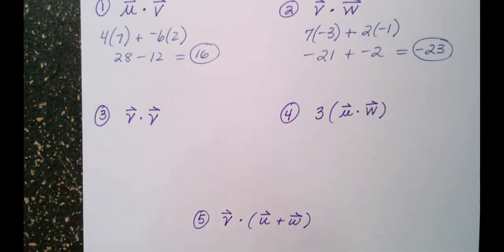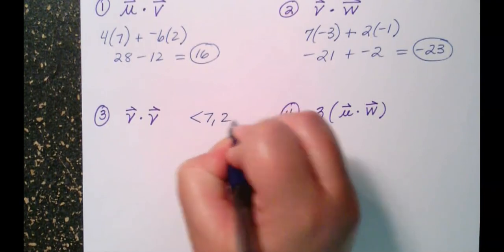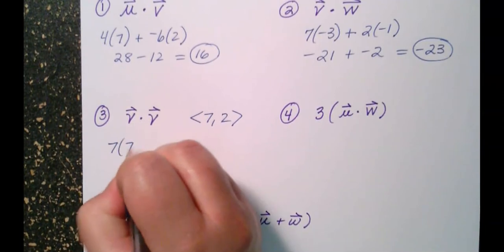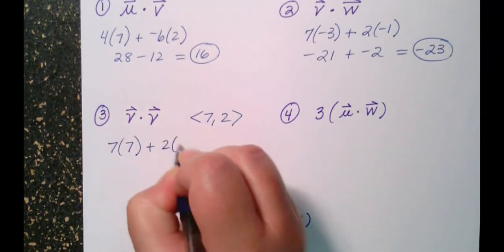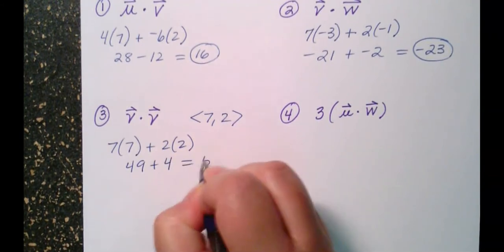All right, we can take the dot product of a vector with itself. So v and itself. Remember the vector v has components 7 and 2. So this is 7 times 7 plus 2 times 2. 7 times 7 is 49, 2 times 2 is 4, and that's 53.